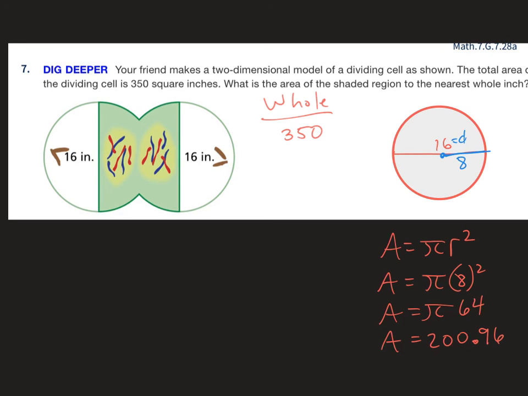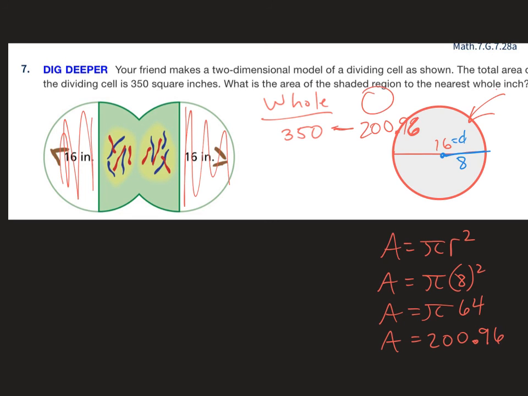I just needed to take this whole and subtract from it this circle, because this and this make this. I'm subtracting it, so I take 350 minus 200.96, and it would be 149.04. But it told me to round to the nearest whole inch, so it is 149 square inches. All right, hopefully that was helpful. Take it easy.